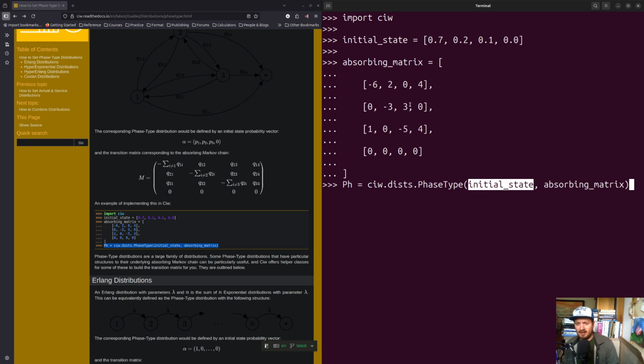And you can similarly interpret these other rows, including this final row of 0, 0, 0, 0 that we talked about for the absorption state. Once you're in the absorption state, there's no going out of that state. Okay, good. So we throw in that initial state, and we throw in that absorbing matrix, and there's our probability distribution. Now I also want to include matplotlib.